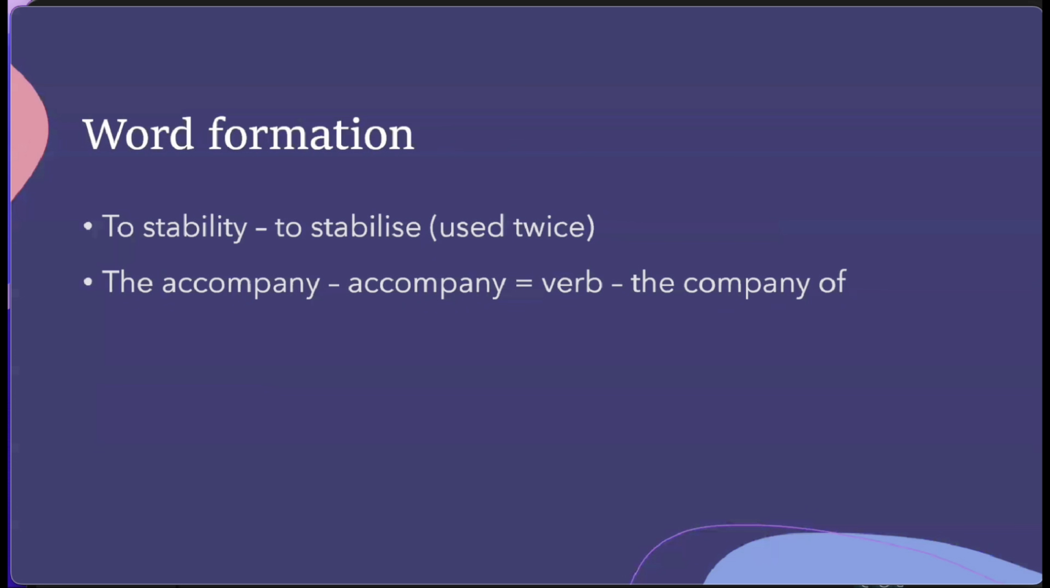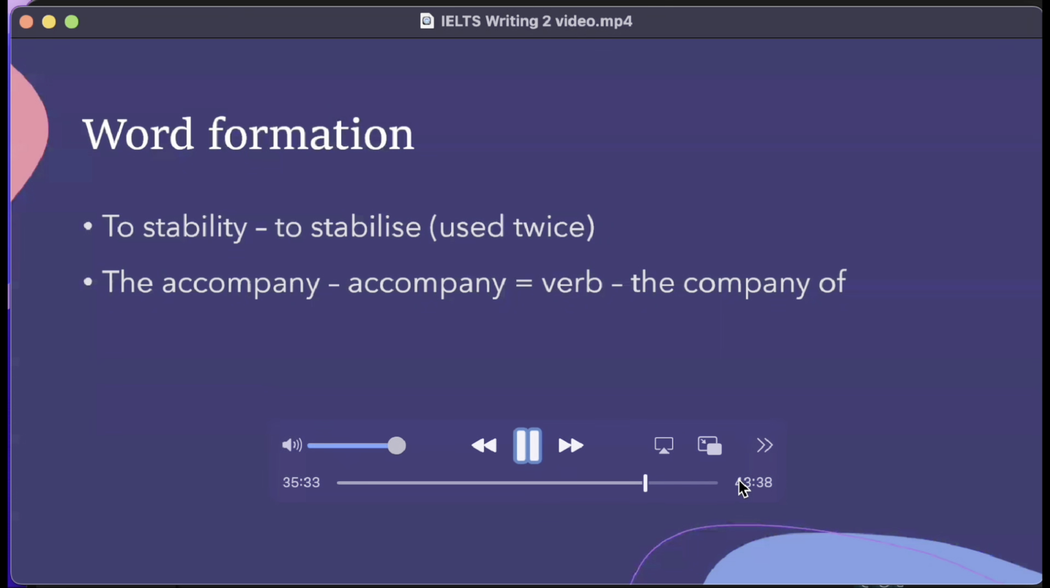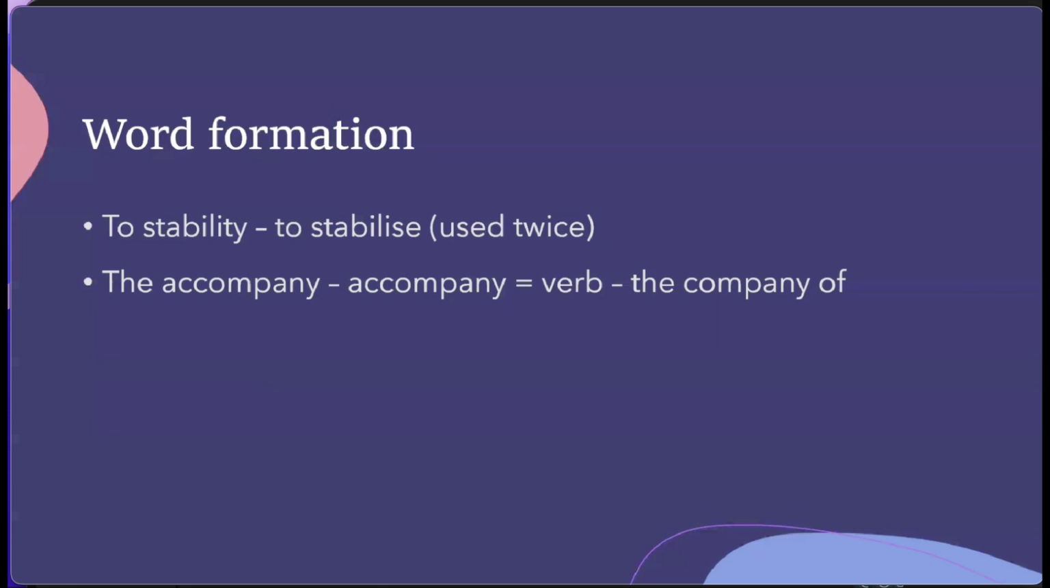That's a word formation. You're choosing the wrong form of the same word. For example, in the essay, the student writes "to stability," but stability is not a verb, so you cannot say "to stability." The correct thing to say is "to stabilize." The student also says "the accompany," but accompany is not a noun, it's a verb. So what was he trying to say? He was probably trying to say "the company of."